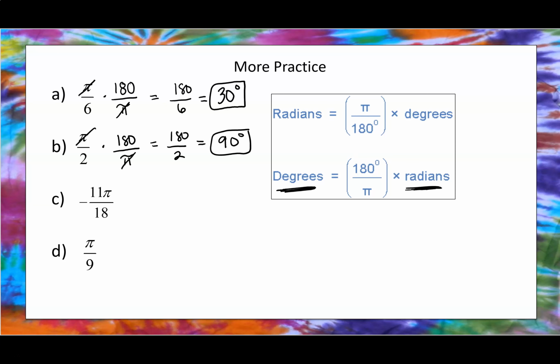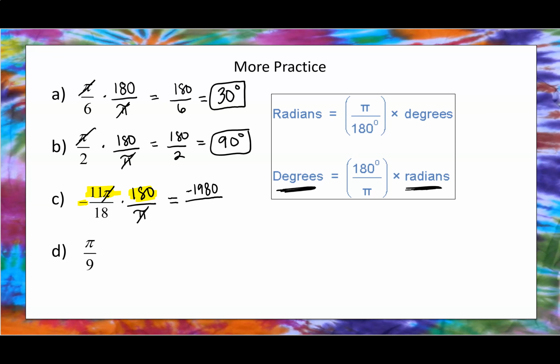All right, this next one here, we have to multiply by 180 over pi. And you can see this is a little bit harder. Our pi's are going to cancel. But now I need to multiply across the numerators. So what I'm going to do here is I'm going to multiply negative 11 times 180. And that's going to give me negative 1980.